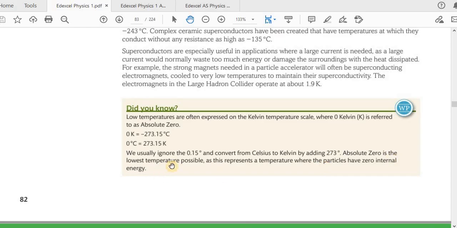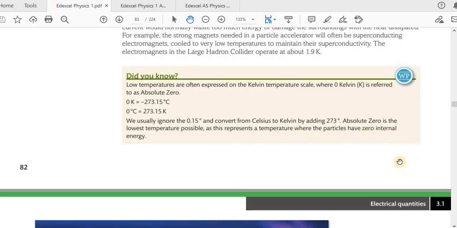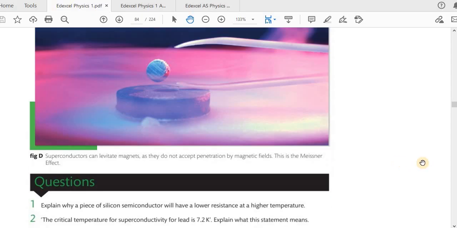Absolute zero is the lowest temperature possible, as this represents a temperature where the particles have zero internal resistance. Then here you can see superconductors can levitate magnets, as they do not accept penetration by magnetic fields. This is the Meissner effect.